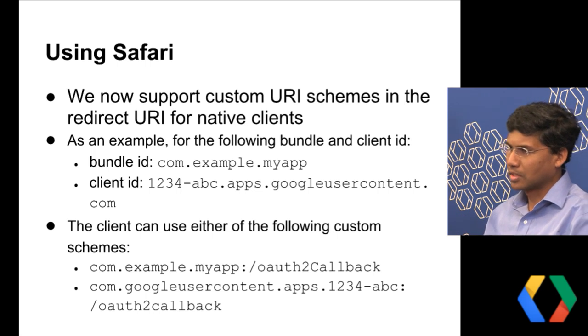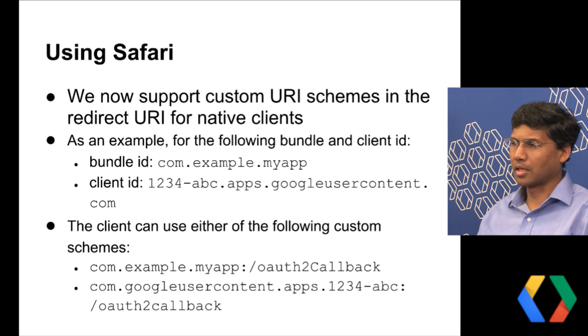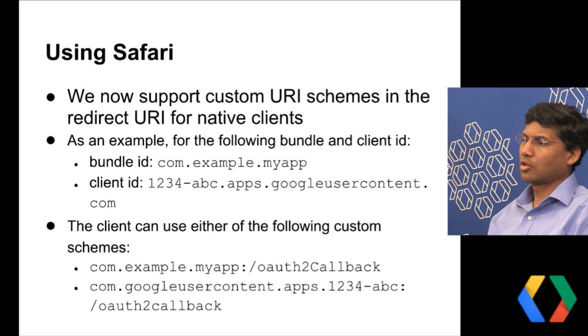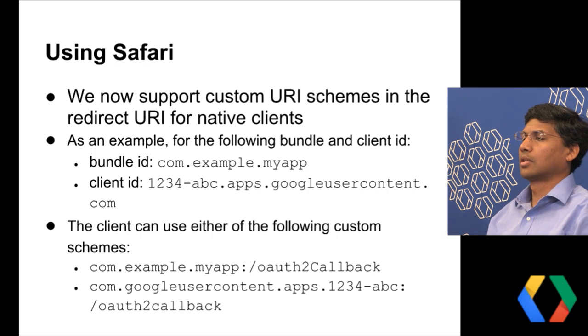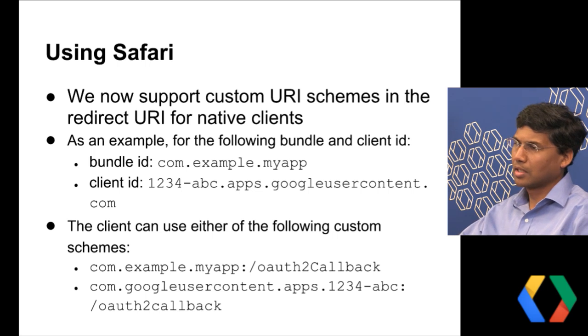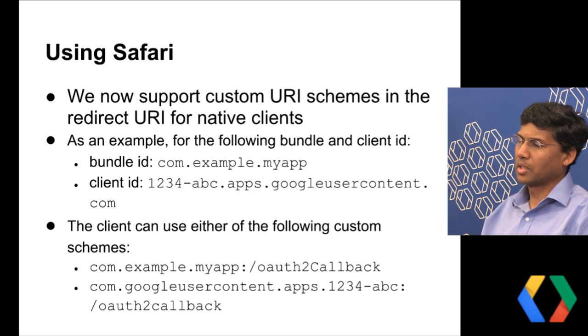So for example, you can see com.example.myapp, and you need to provide that bundle ID to us when you register the client ID. Or in cases on some operating systems where you don't have a bundle ID or anything else, you could just use the reverse of your client ID as the custom URL. So you can see in this one, client ID is 1234-abc.apps.googleusercontent.com. We would basically select one of them. You can pass that as a redirect URI in the call to the browser, and if all this matches, we will redirect back after the approval.